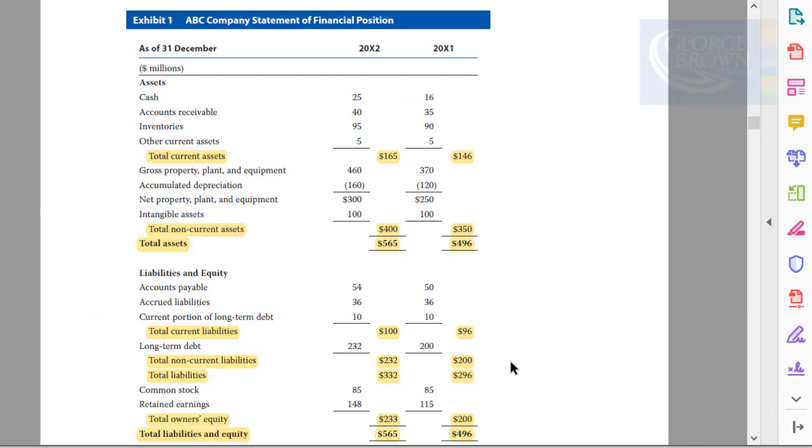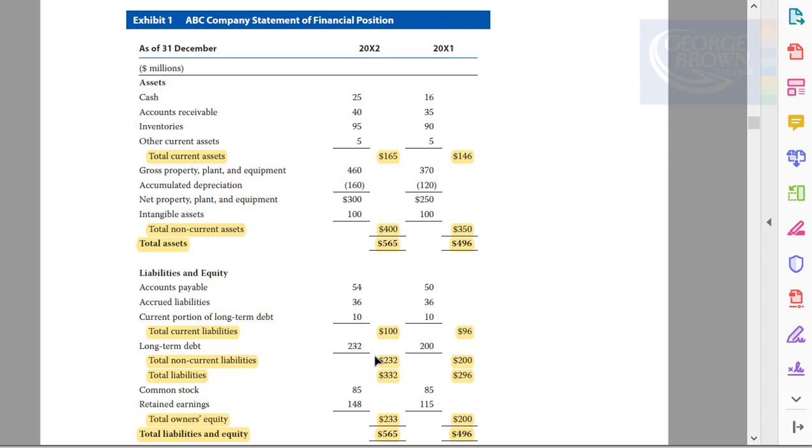So again, just a quick review here, going back to the ABC Company Statement of Financial Position. If we looked in 20X1, under the liabilities section, current liabilities are made up of accounts payable, accrued liabilities, and the current portion of long-term debt. And indeed, you can see it's the same amount for 20X1 and 20X2. So the long-term debt hasn't yet changed. The current portion of the long-term debt is a $10 million payment every year, okay?